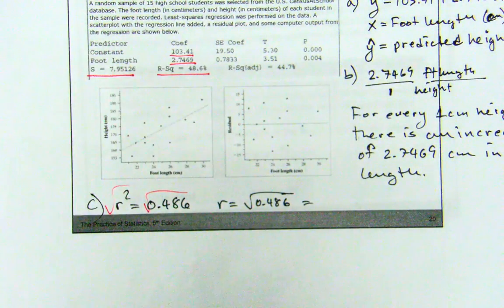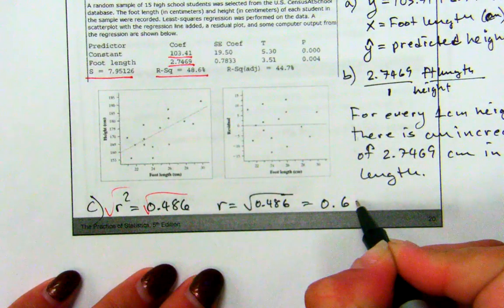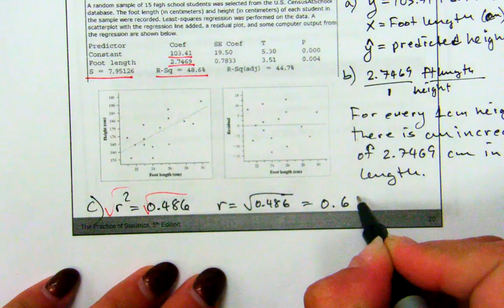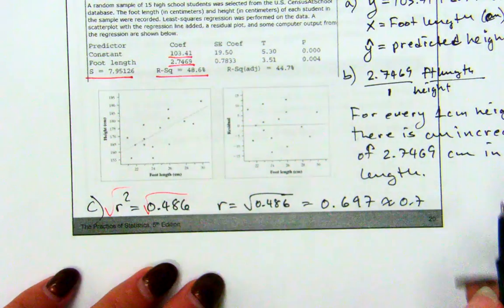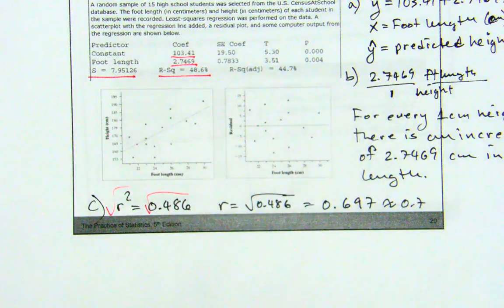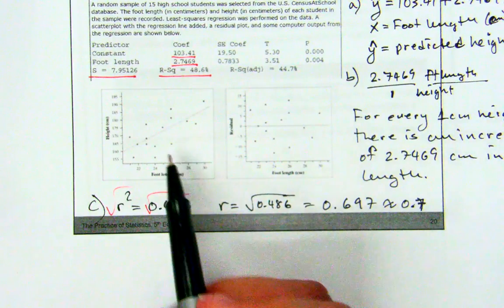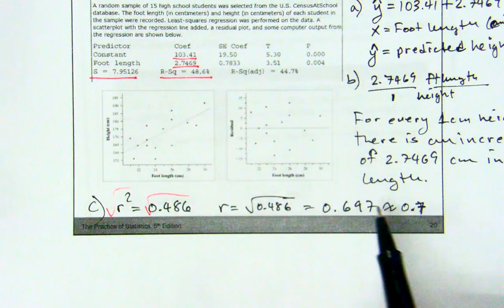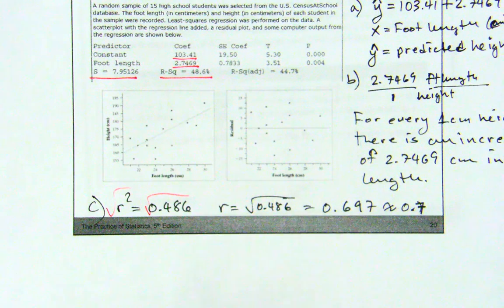I can't do that in my head. 0.486... 0.69... well, we can say 0.697. So roughly around 0.7. Now, if you look at it, that actually makes a lot of sense because it's not a very strong association going on over here. So 0.7 makes a lot of sense from the association of that scatter plot.